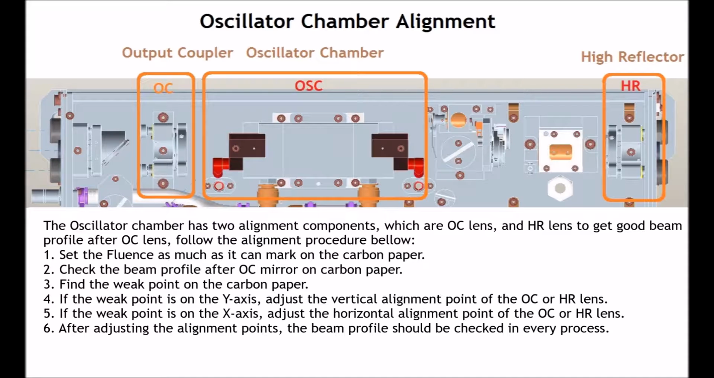4. If the weak point is on the y-axis, adjust the vertical alignment points of the OC and HR lens. 5. If the weak point is on the x-axis, adjust the horizontal alignment point of the OC and HR lens. 6. After adjusting the alignment points, the beam profile should be checked in every process.